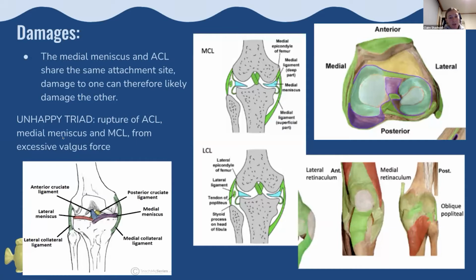And so this unhappy triad is a pretty common thing that they drilled into us as well. It's just because there's a common insertion of the ACL, medial meniscus, and the medial collateral ligament, or that they're all connected, that any pressure will result in this unhappy triad. And that obviously is a lot of damage in the knee.